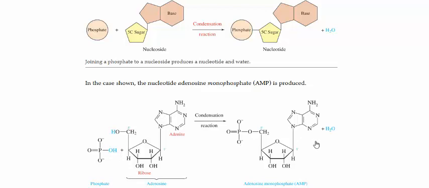And then when the condensation reaction occurs, we get a molecule of water as well as a linkage between the phosphate and the 5' carbon on the sugar. So our nucleotide is known as adenosine monophosphate because there's one phosphate attached to that 5'. And as we move forward, even though this group right here is actually hydrogen phosphate, we will just refer to this as phosphate.